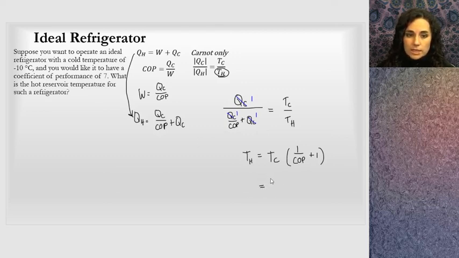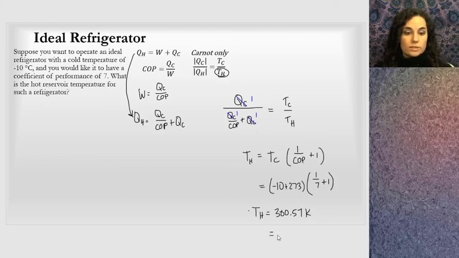The TC is in Kelvin, so I'm going to add 273.15 there. 1 over 7 plus 1. When you run this through your calculator, TH equals 300.57 Kelvin, which is about 27 degrees Celsius or 81 degrees Fahrenheit.